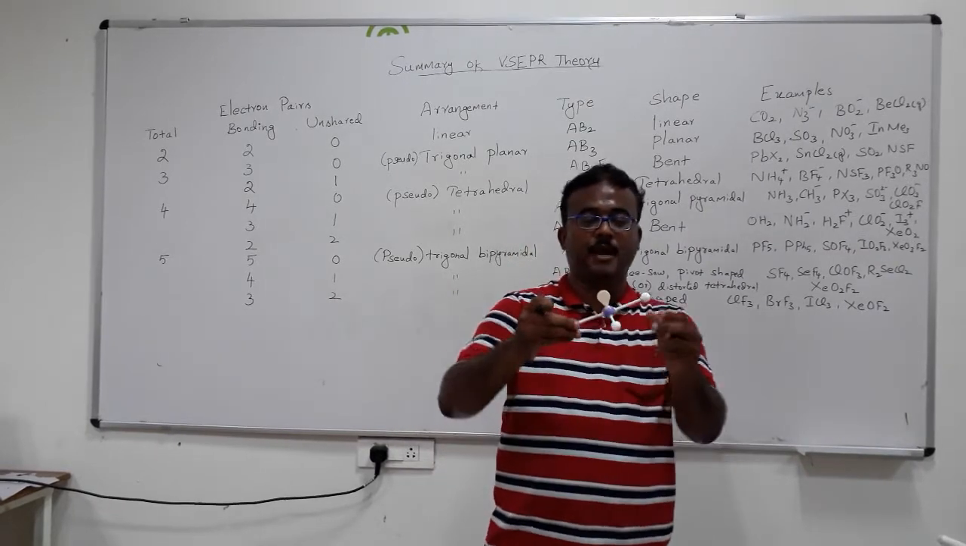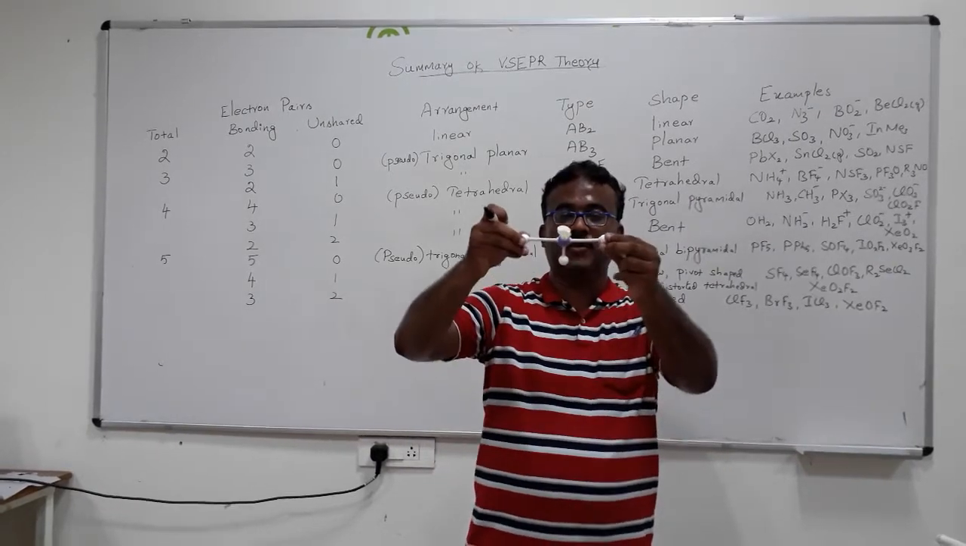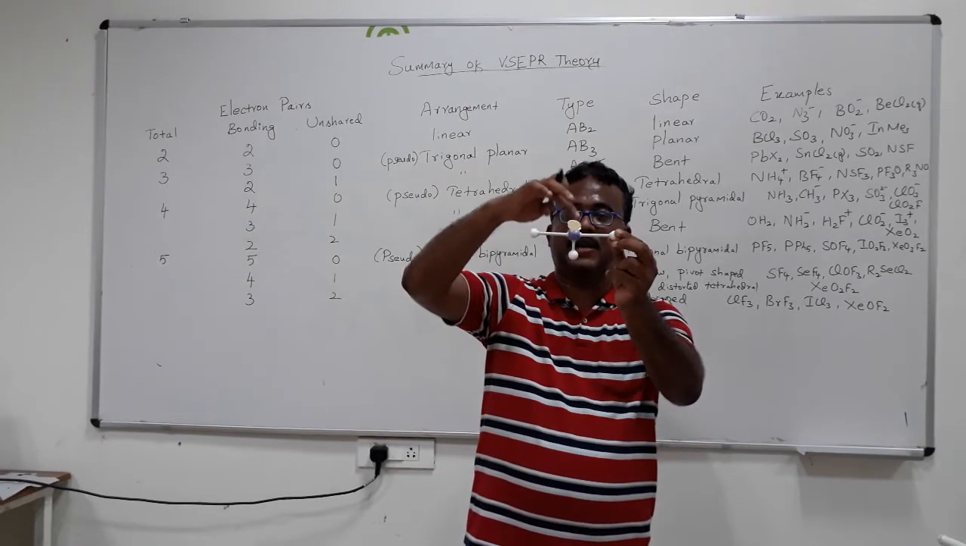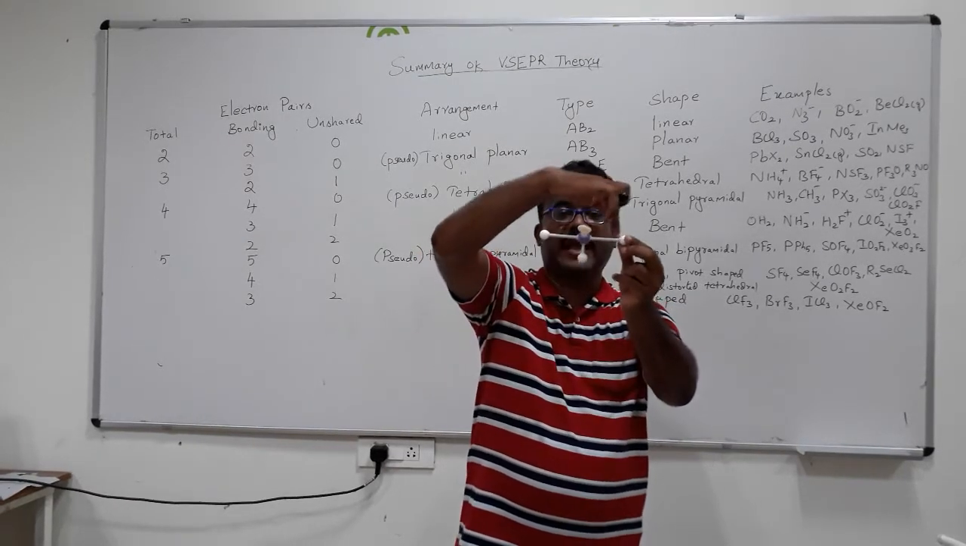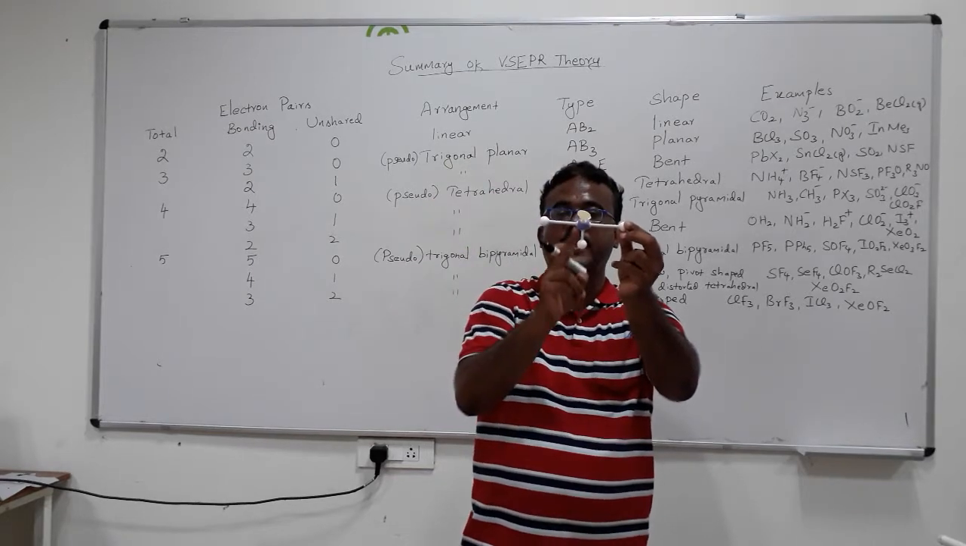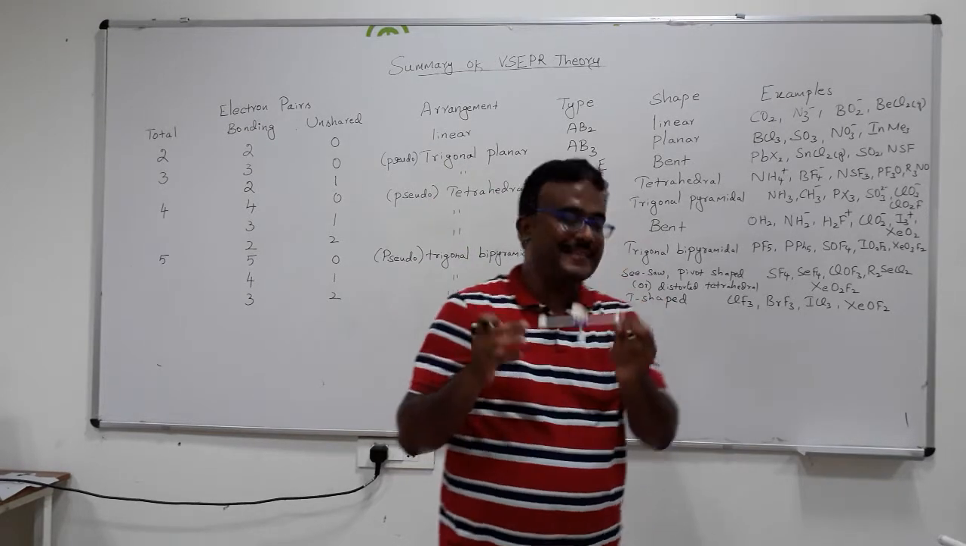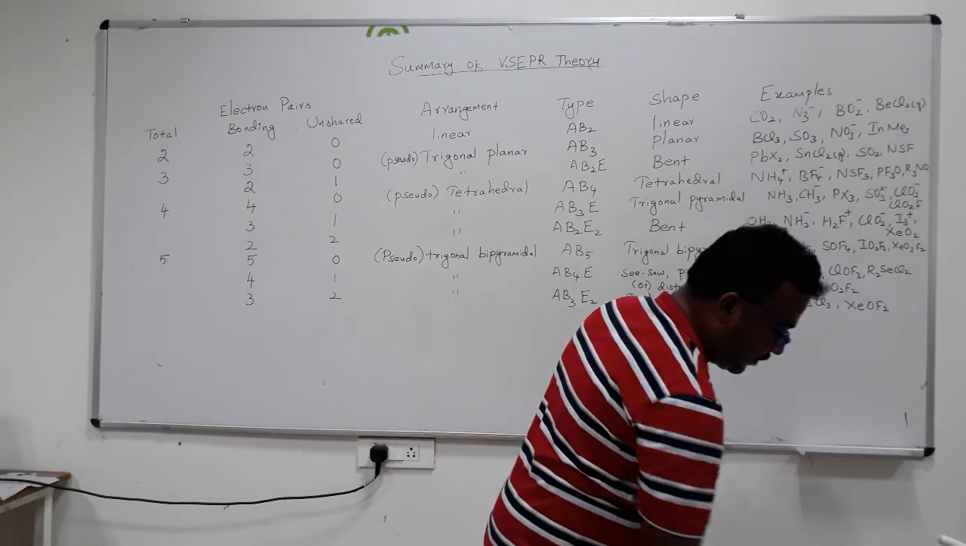How does the T-shaped molecule look? Why is it T-shaped? You can see that if you exclude the two lone pairs of electrons, the shape of the molecule looks like a T. So this type of molecule is called a T-shaped molecule.